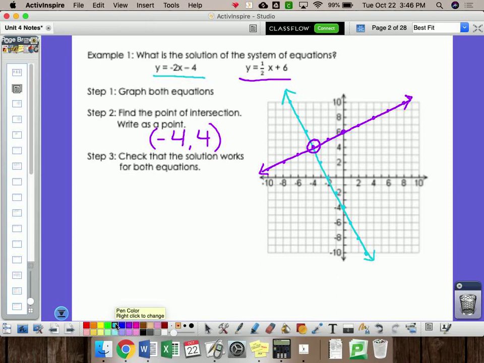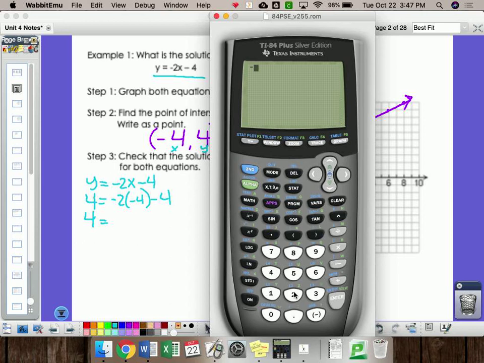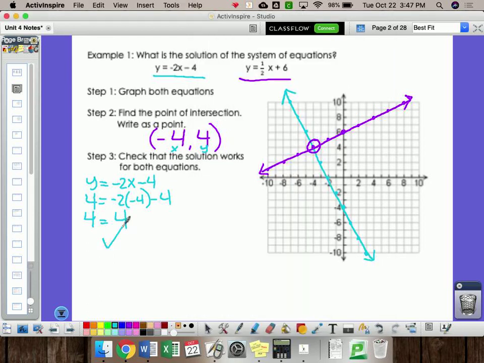So I'm going to check that by plugging in -4 for x and 4 for y into both of my equations. So in the first equation, y = -2x - 4, x is going to be -4, and y is going to be positive 4. So that means that all of this stuff on the right side should equal positive 4. So I'm going to get out my calculator, and I'm going to plug all of that into my calculator. So -2 times -4 minus 4 does equal positive 4. So that means it worked for that equation.